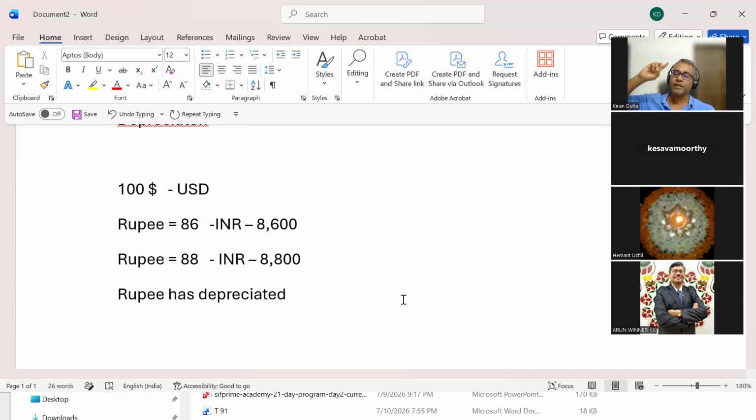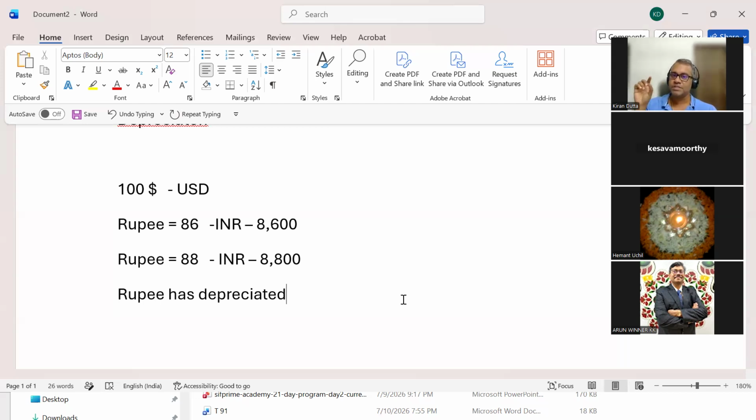For example, earlier, let's understand this way, just listen to me for a second. For me to buy $100 before, I have to spend 8,600 rupees to buy $100. Whereas the currency remains the same, 100 rupees itself. To buy $100 now, I have to spend more money, which is 8,800 rupees. You are getting my point, right?